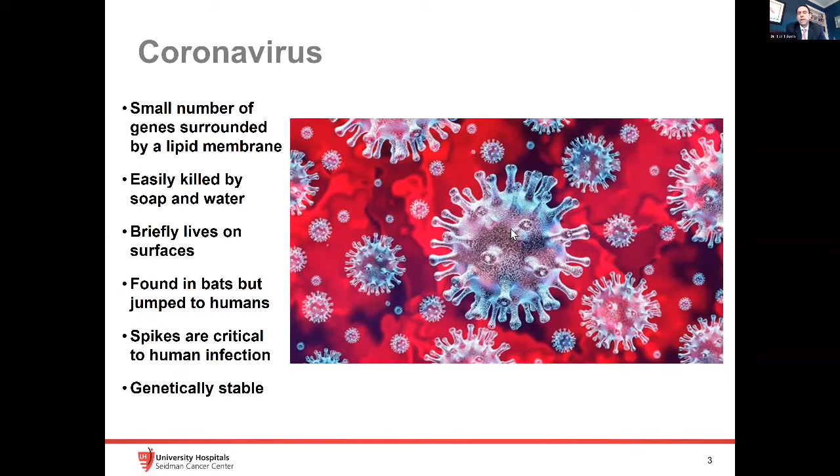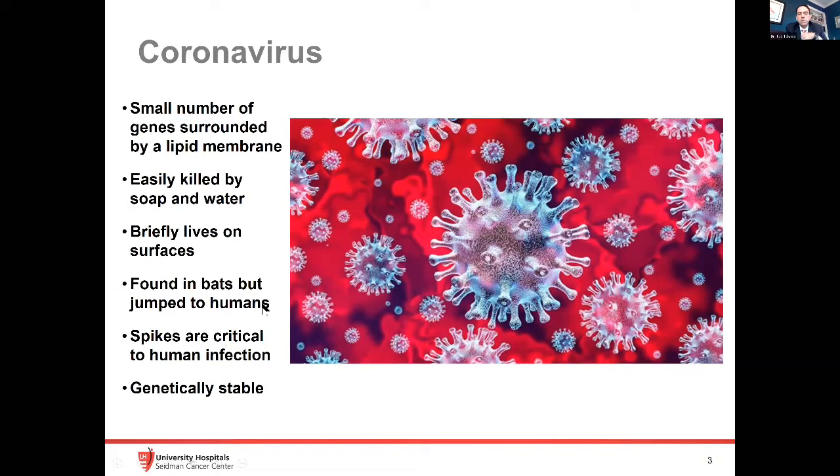So it can't live on its own for very long. It does live, though, on surfaces. It has been reported to live for about 24 hours on cardboard, and about 2 days on hard countertops and stainless steel. So that's why it's important to clean surfaces, because it can survive for a couple of days on hard surfaces.